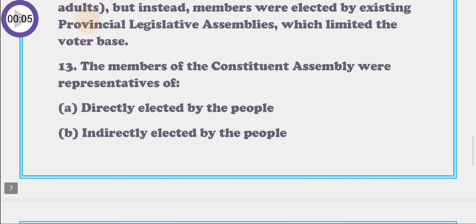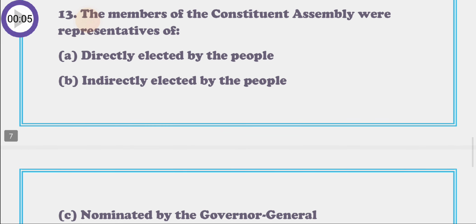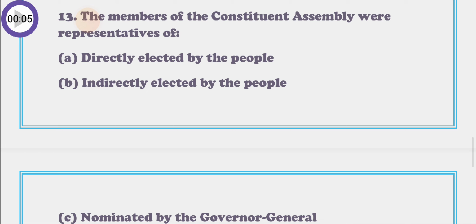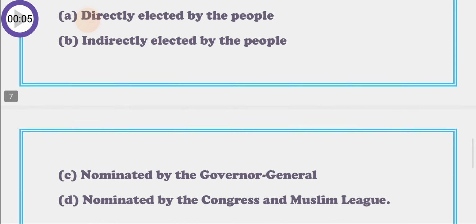Question number 13. The members of the Constituent Assembly were representatives A. Directly elected by the people, B. Indirectly elected by the people, C. Nominated by the Governor General, or D. Nominated by the Congress and Muslim League.